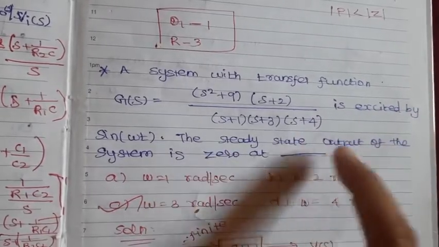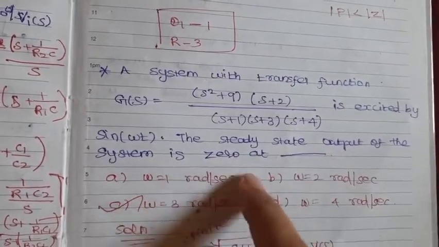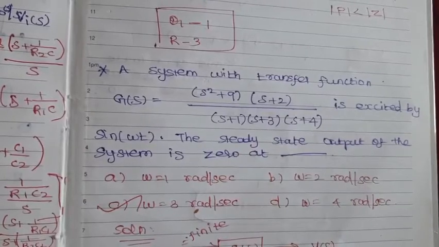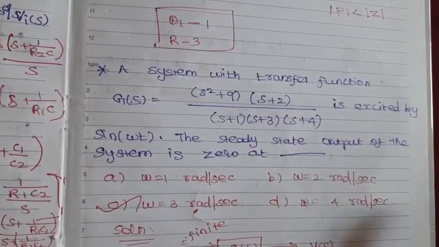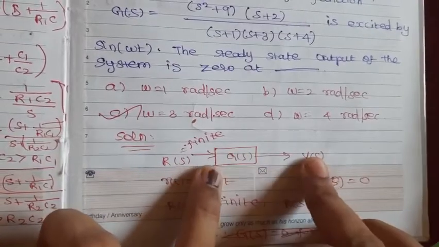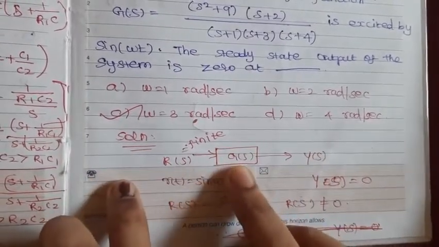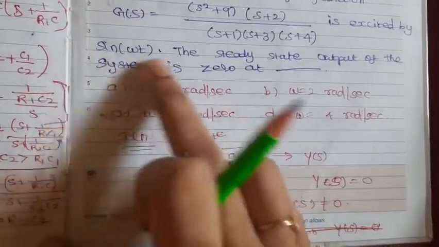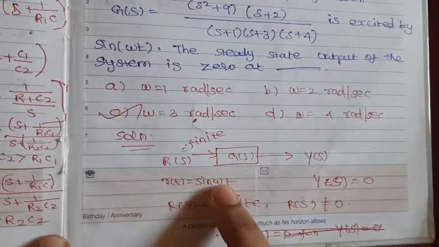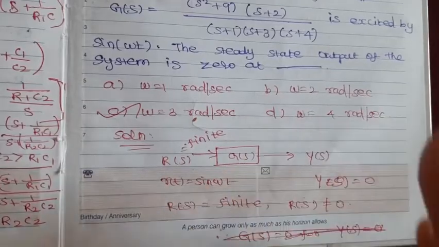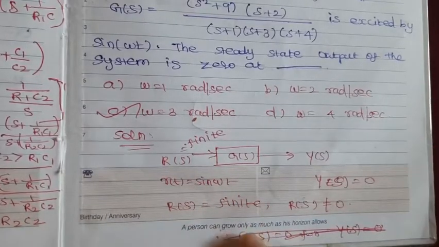So the steady state output of the system is 0 at omega equal to what? So we are going to find out. This is the system. Whenever the input is excited, G of s is given. This is the input, this is G of s, this is the output. The input given is r of t equal to sin omega t, which is a finite sine function.